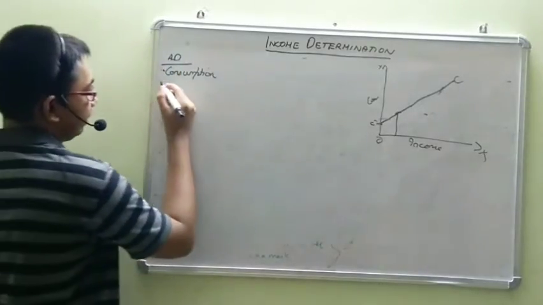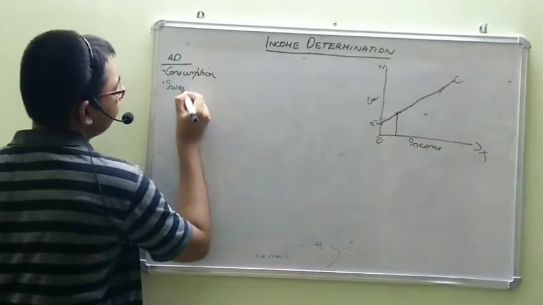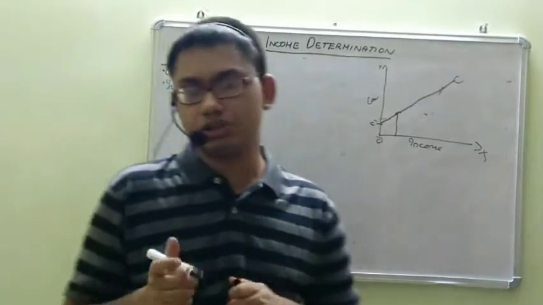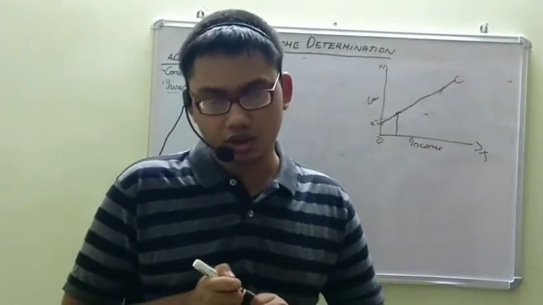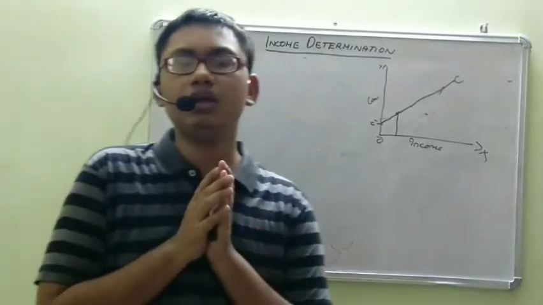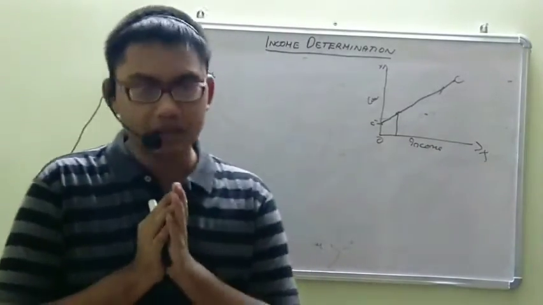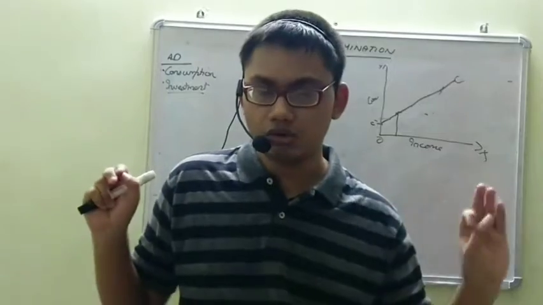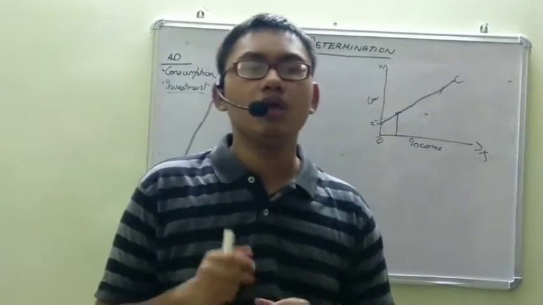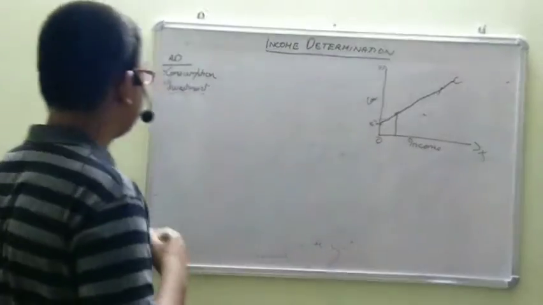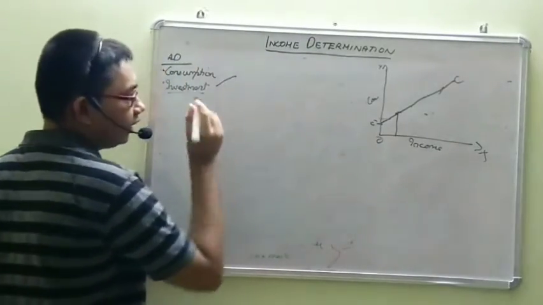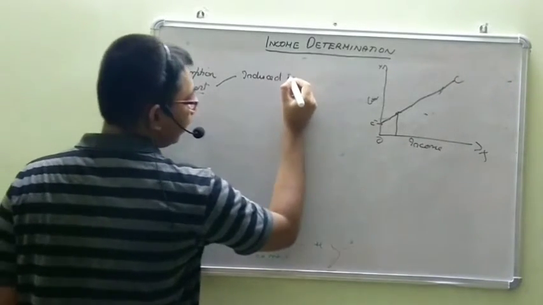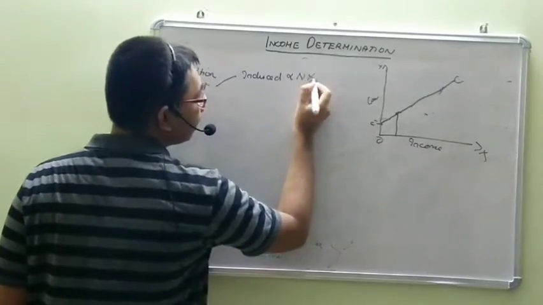Next we have investment. See, private investment is done with the motive to earn profit, right? What is investment? Investment is the addition made to production capacity or the capital stock of a country during a given period, right? Gross domestic capital formation. So this investment can be of two types. Whenever investment is related to income, it is called induced investment, which is proportional to national income.